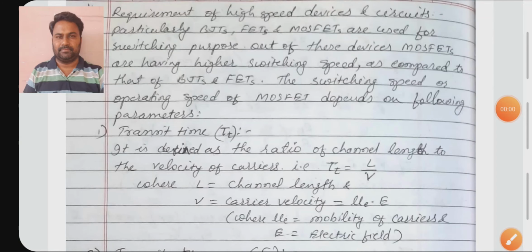Hi friends, welcome back. In this video, we will discuss the requirement of high-speed devices and circuits, and then two very important high-speed devices like HBT, which stands for heterojunction bipolar transistor, and HEMT, which stands for high electron mobility transistor. Okay, so let us start with the requirement of high-speed devices and circuits.